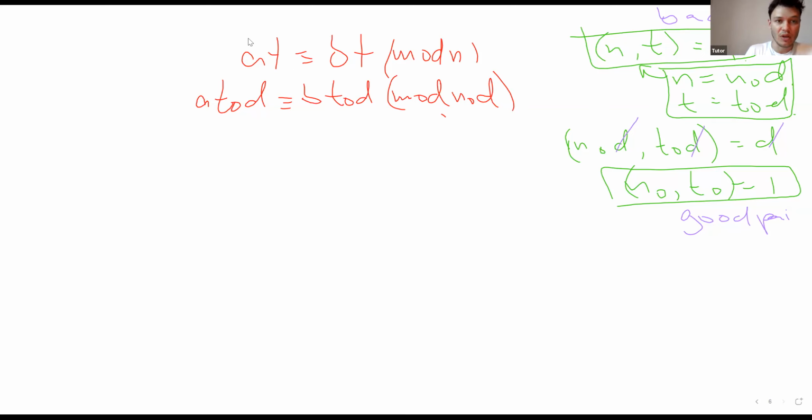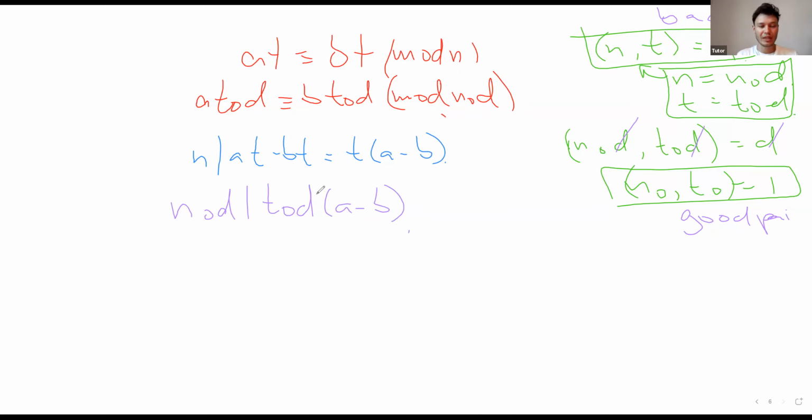So let's just do that. What do I get? I get that n has to divide at minus bt, which is t times a minus b. So I can replace n with n0 d, so n0 d has to divide t0 d times a minus b. Now if you look at this thing, what do you guys notice? First of all, d is on both sides. If I were to cancel d in here, I would also need to cancel d in here, because this d is a divisor of this d. So if this number divides this number, and I cancel the d in here and the d in here, I would get that n0 divides t0 times a minus b. But now look, n0 and t0 are a good pair. They don't have any common factors.